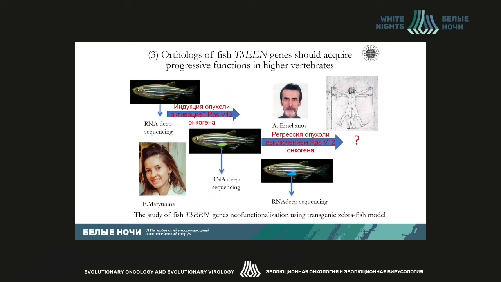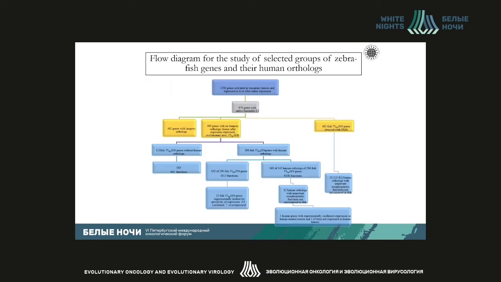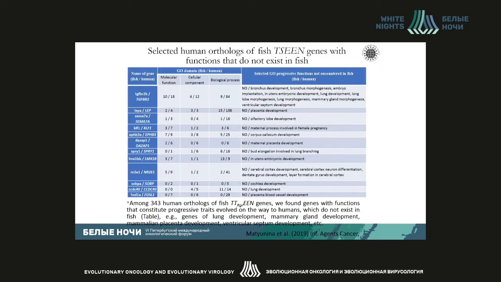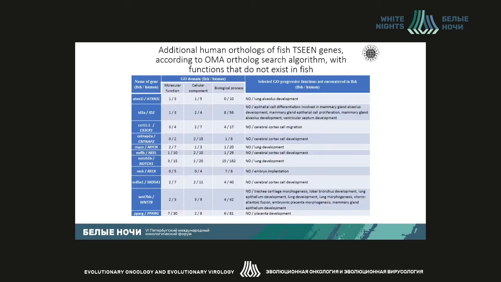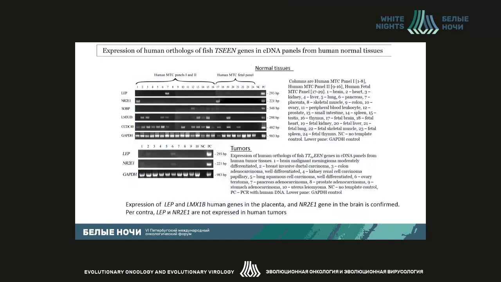Next prediction, and it's the main essence of the hypothesis: that evolutionarily new genes express in tumors, and they acquire new functions, and it's related to tumor differentiation in a new direction. Stepping from this suggestion, we studied the evolution of new genes of fishes, on the model of zebrafish genes. We showed that evolutionarily new genes of fish can acquire new functions that fish don't have, such as lung development, cerebral development, breast development. These functions are absent in fishes, but the genes appear and express in fish tumors.